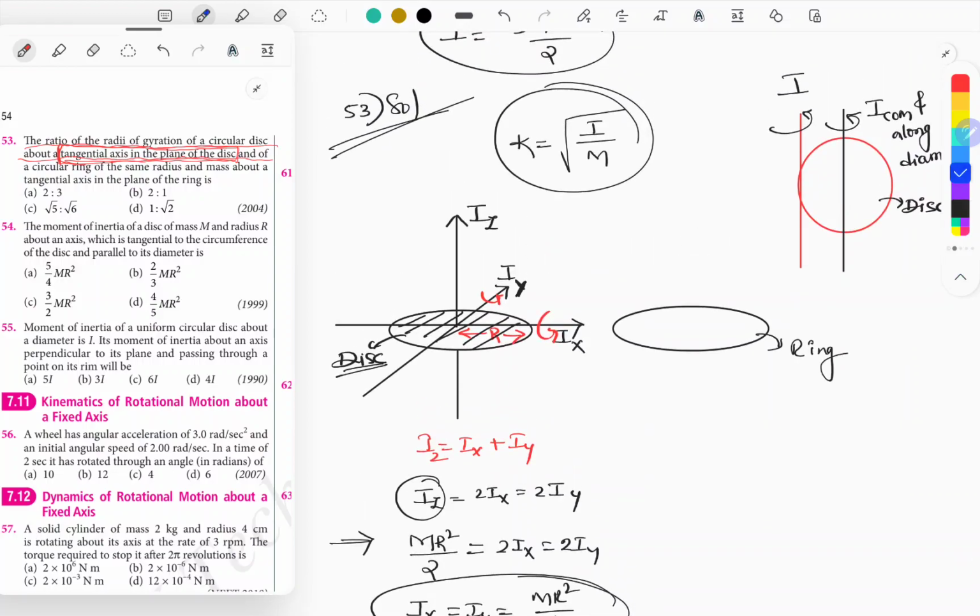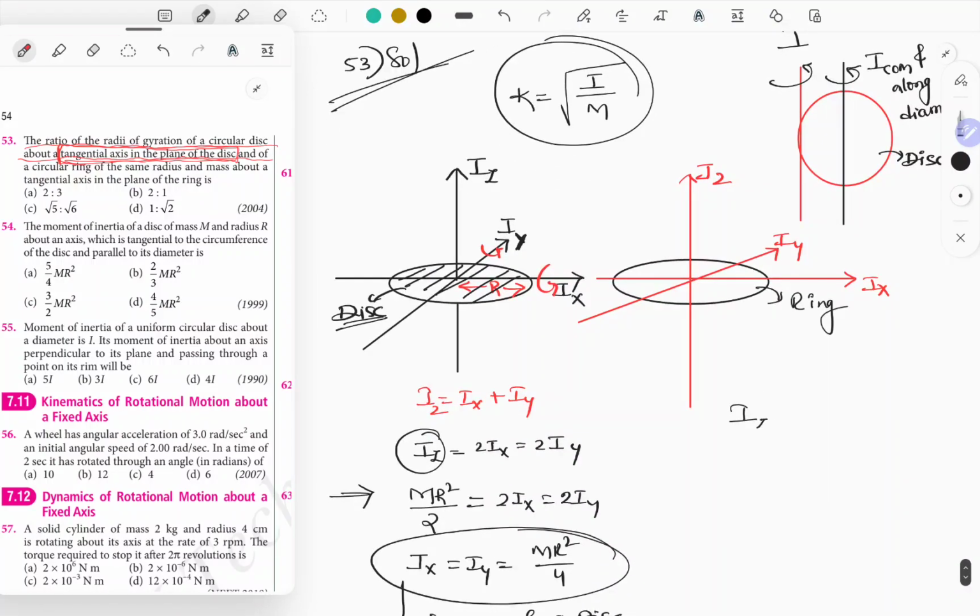Let me represent the axes again. Observe carefully. So this is the Iz axis, Ix axis, and this is going to be the Iy axis. These axes are perpendicular to each other, then only this law is applicable. So the perpendicular axis theorem, not the parallel axis theorem: Ix, Iy, and this is Iz. I need the moment of inertia through Ix or Iy. The Ix and Iy axes are passing through the diameter, so the moment of inertia through the respective axes is going to be the same. So Iz is equal to Ix plus Iy.